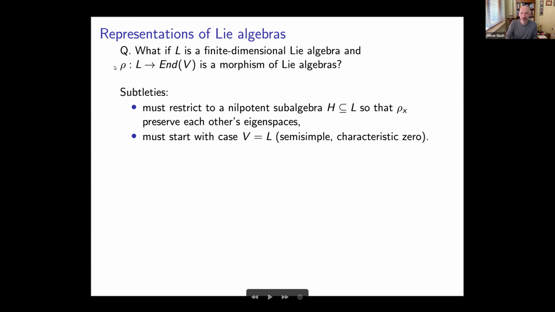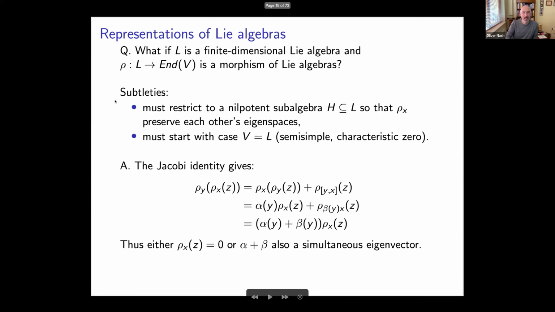Some subtleties arise from the point of view of today. They don't really matter, but technically you need to restrict to a nilpotent subalgebra, and you need this to be the right type of Lie algebra. But I'm just putting that in for honesty's sake. They're not really so relevant.